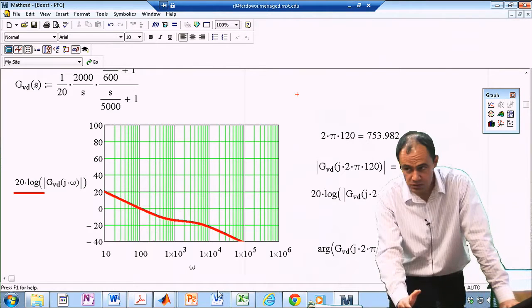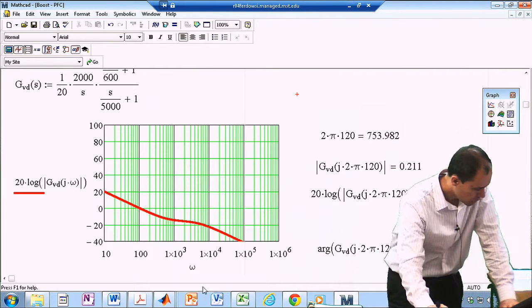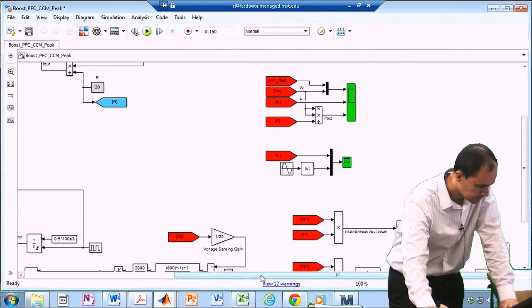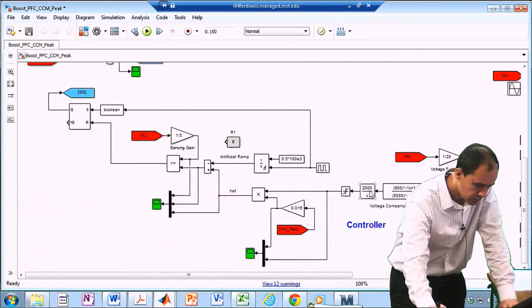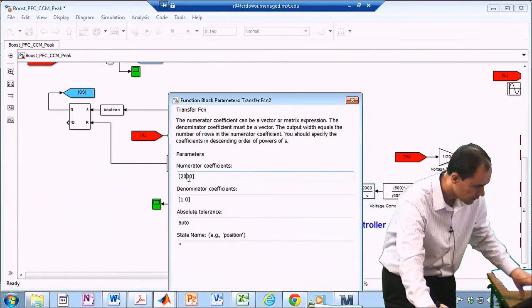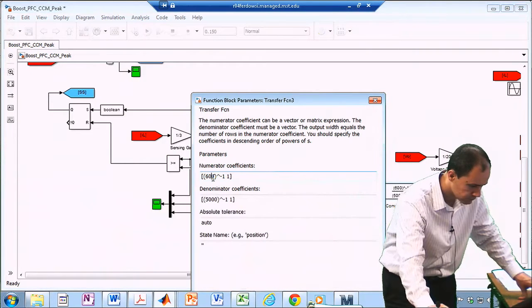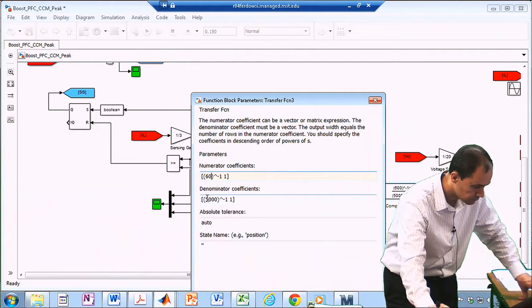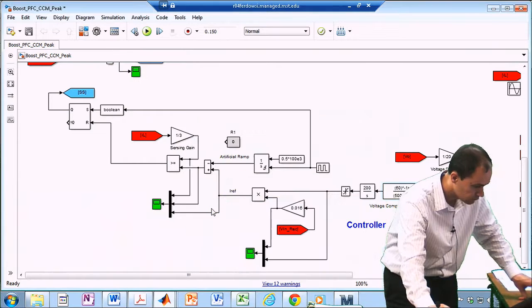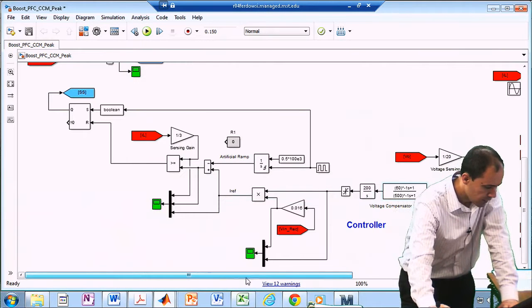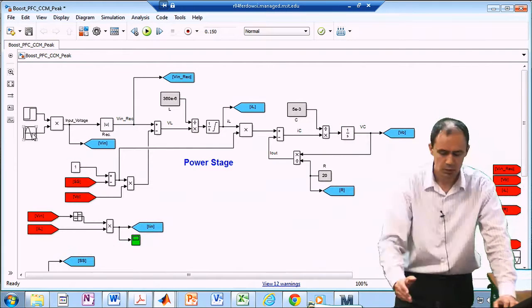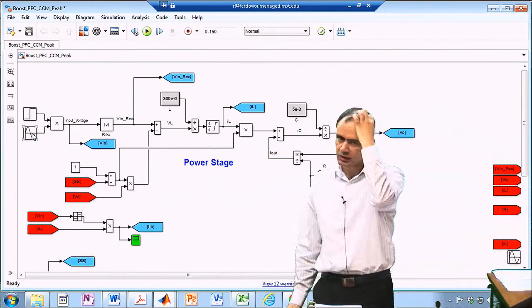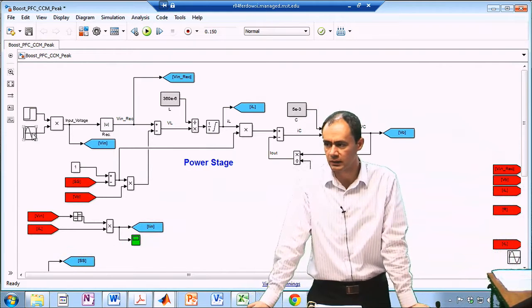Okay, any other questions so far? Okay, so going back to the model. All right, let's move it back to a normal case. Now what I'm going to do is apply a sudden change in the amplitude of the input voltage.